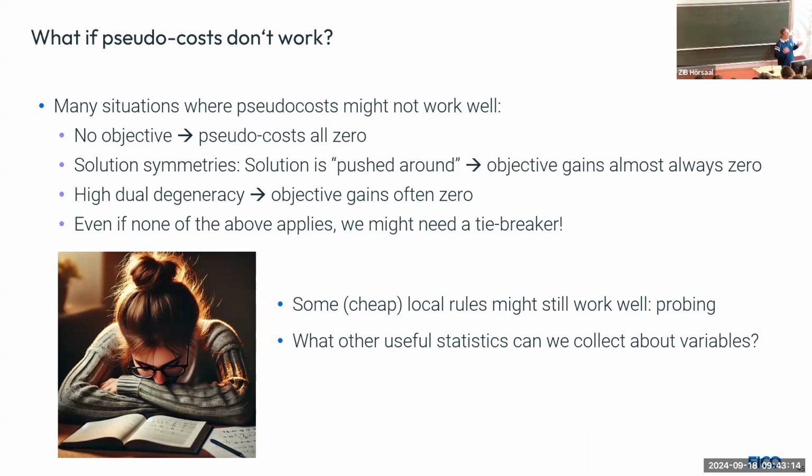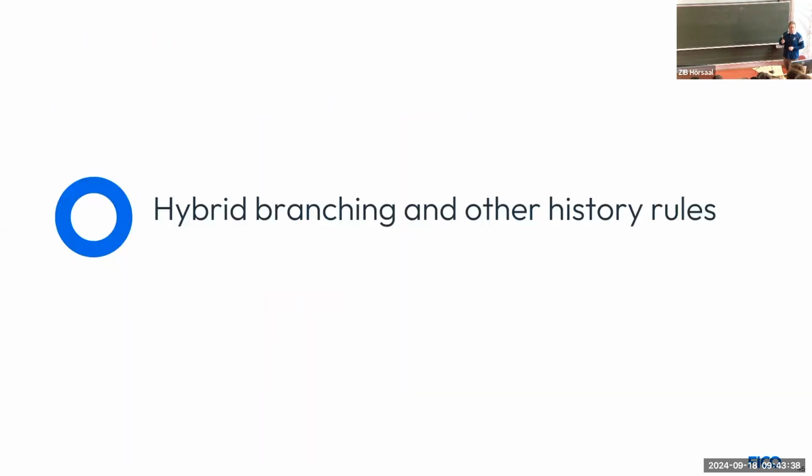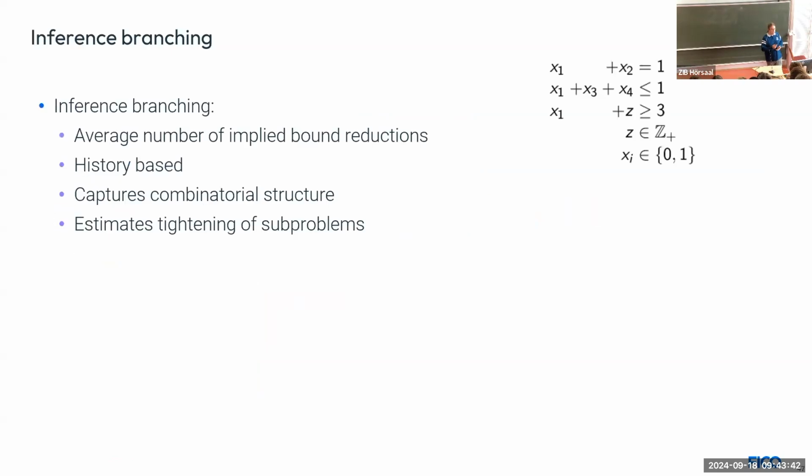And even if none of the above applies, there might be situations where you have ties between different variables. So which one do you select then? I should point out that there are some other local rules which, even in those situations, might still work well, pointed back to probing. But I would like to focus on what other useful statistics we can collect about variables. So we collected information about objective changes now.